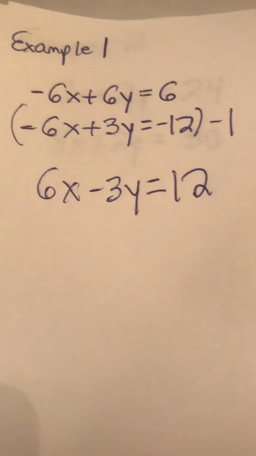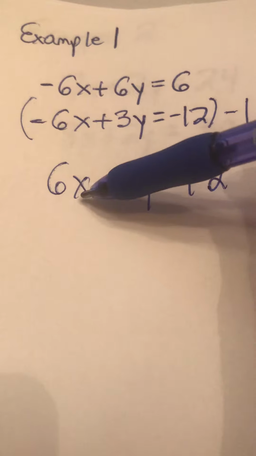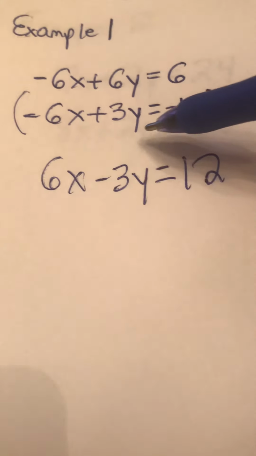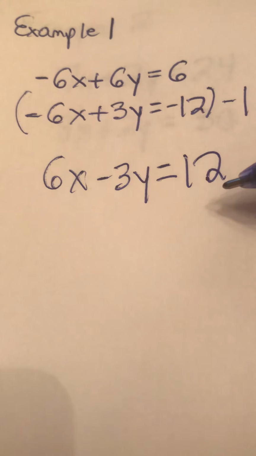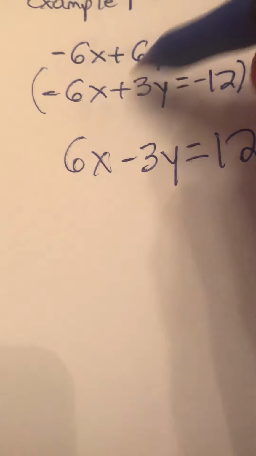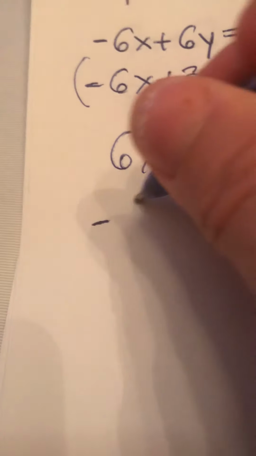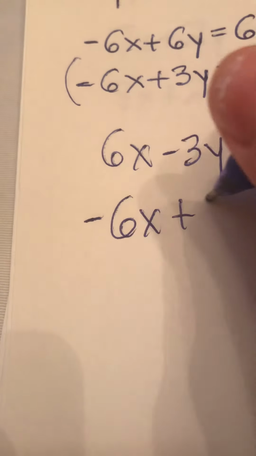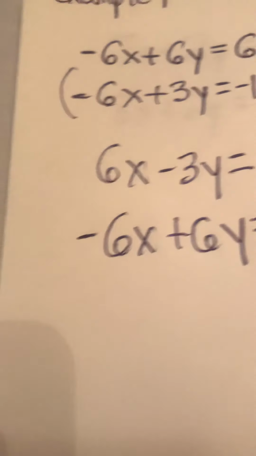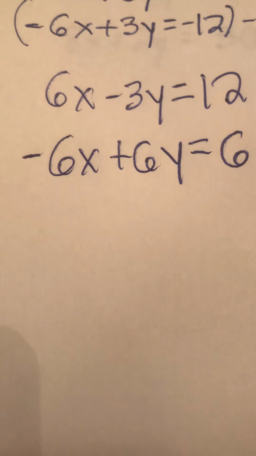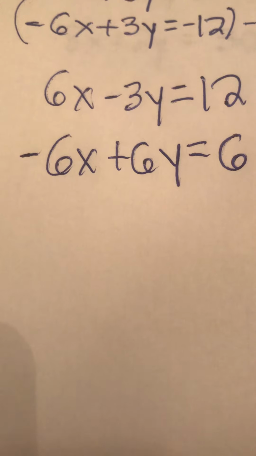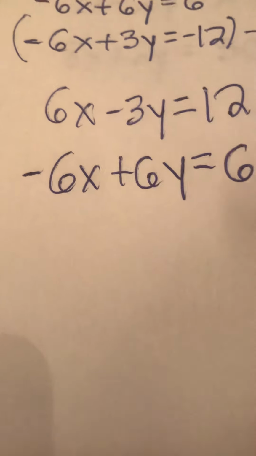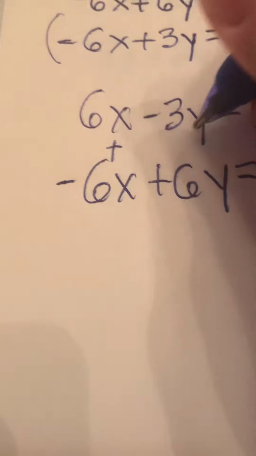And follow me through that. I just did -1 times -6, I got +6. -1 times +3 is -3, and -1 times -12 is 12. So now I'm going to go ahead and write the other equation right down below it. And now it makes it a lot easier. So I've got these two equations, 6x minus 3y equals 12, and -6x plus 6y equals 6. So I'm going to add. And what I mean by add is I'm going to add throughout the equation.